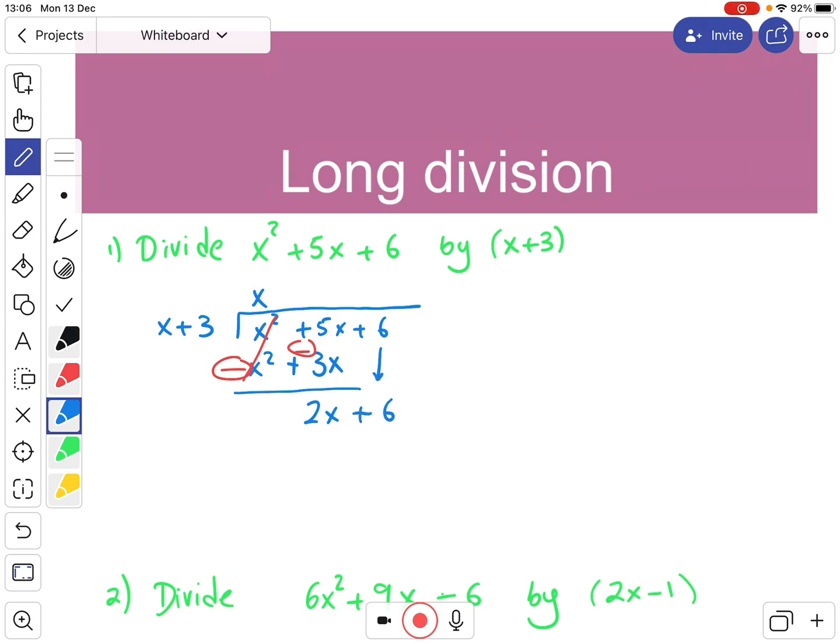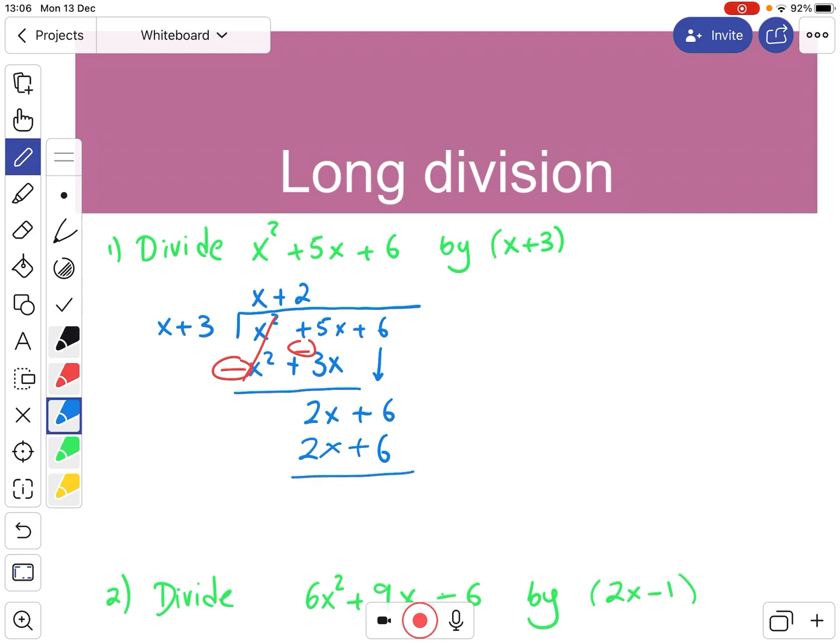My next step is I start again. How do I make x become 2x? I have to multiply x by 2, so I write plus 2 up here. And now I'm going to multiply 2 by all of this, and I'm going to write it down here. What should happen now is that they should all cancel out. So I'm going to multiply 2 by x, giving me 2x, and 2 by 3, that's plus by plus gives me a plus, and 2 3s are 6. As you can see, they're the same.